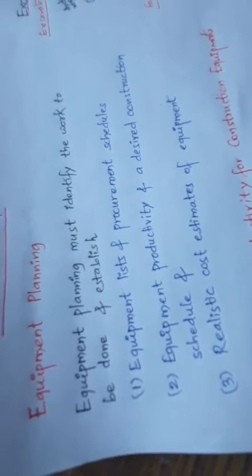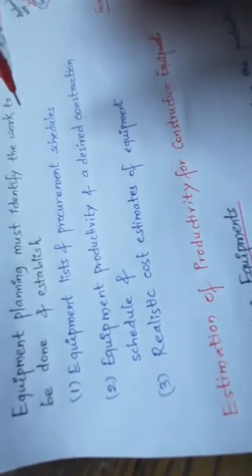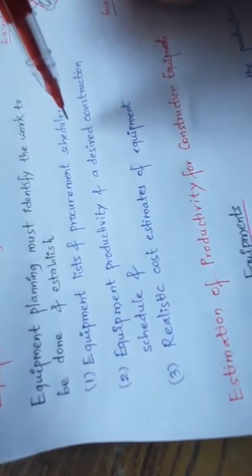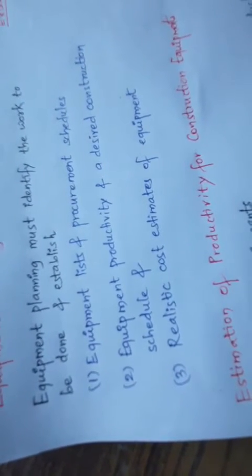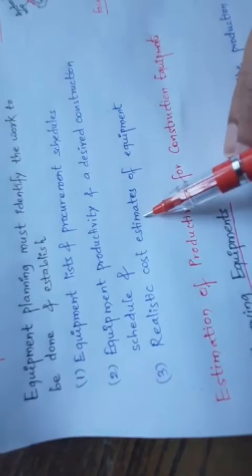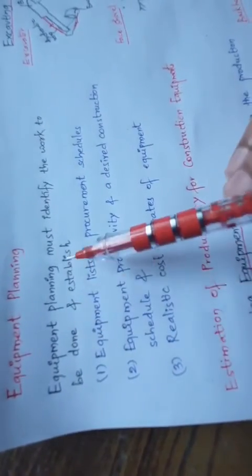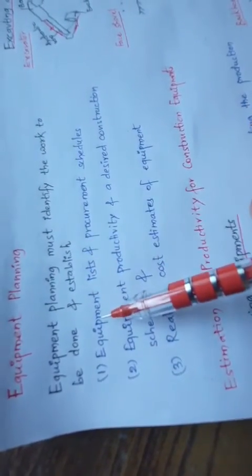So, equipment planning must identify the work to be done and how it is to be established: the equipment list, procurement schedule, equipment productivity and desired construction schedule, and realistic cost estimates of the equipment. First, the equipment lists and procurement schedules.